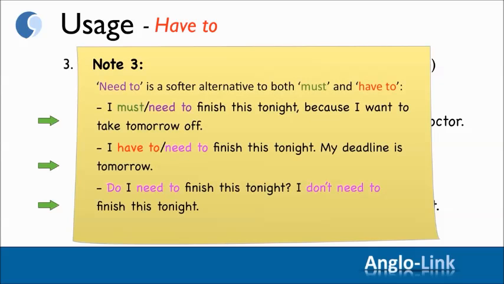You may have also come across the expression need to. Need to is a softer alternative to both must and have to. For example, you could say, I must finish this tonight because I want to take tomorrow off, or I need to finish this tonight because I want to take tomorrow off. Or I have to finish this tonight, my deadline is tomorrow. In a softer tone, you could say, I need to finish this tonight, my deadline is tomorrow.